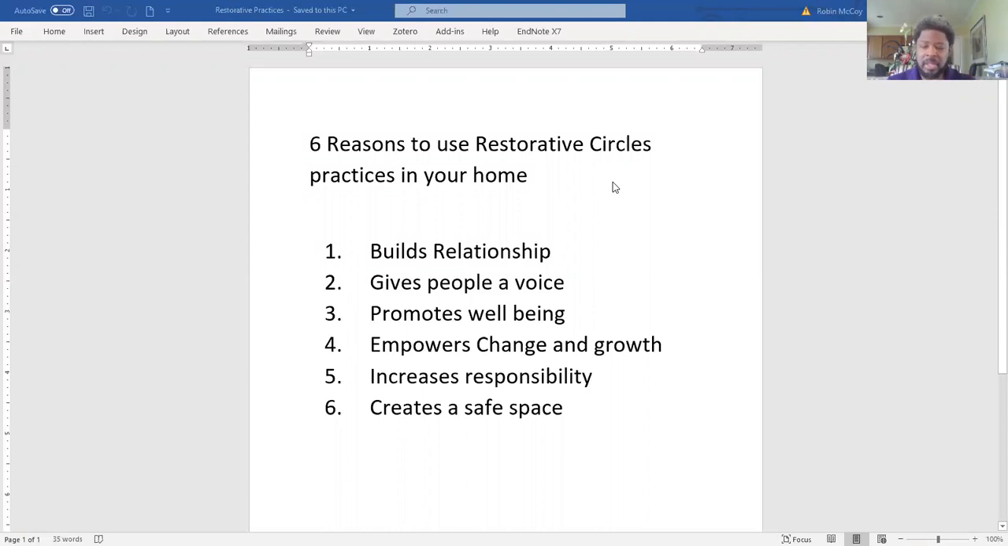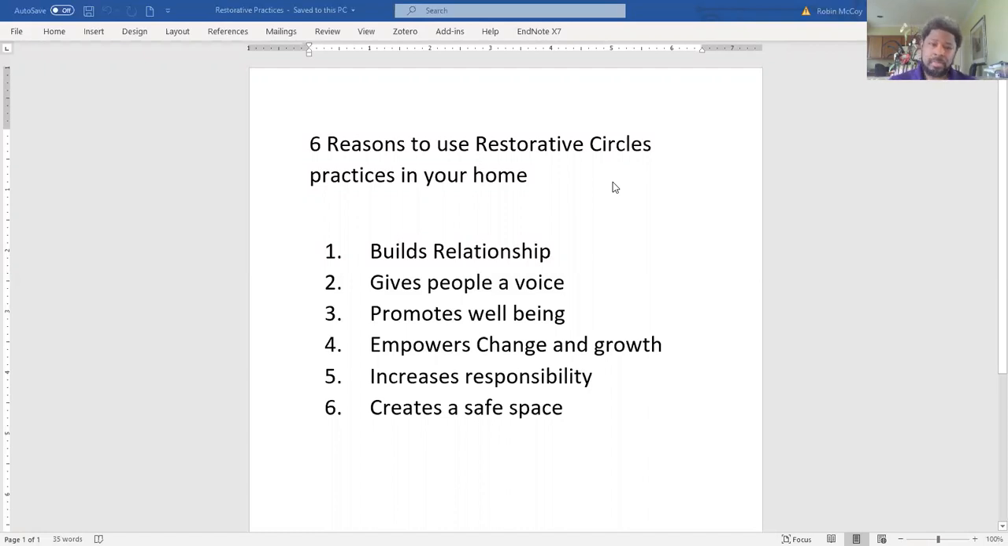But you want to make sure you set the norms. Make sure that people realize that the norms are very important. So, for example, the person who is speaking is the only person that has the talking piece. The second thing is make sure everyone is listening with an open heart. The third thing I would say is really important is to make sure that everyone is respectful. Okay, and just have fun with it.